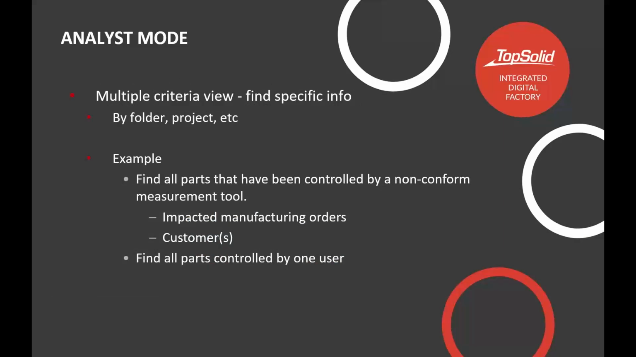From here, in analyst mode, you also have multiple criteria to view and find specific information. So of course you can search by folder, by projects, etc. But you can also find all parts, for example, that have to be controlled by a non-conform measurement tool. Why not? Or all parts controlled by one specific user.